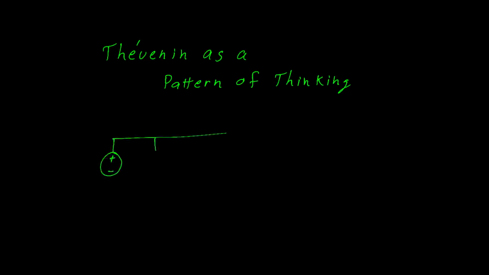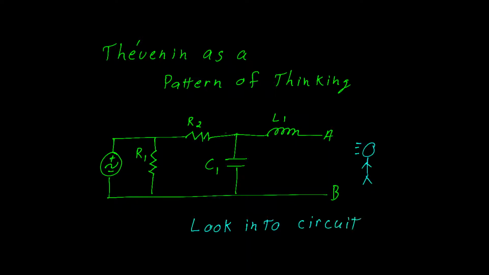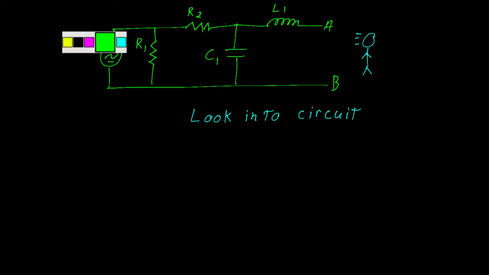At this point, you've probably worked a few Thevenin circuits, and they go something like this. You're given a voltage source, a couple of resistors. If you're in one of the advanced courses, it changes to AC. Now we have capacitors and inductors. In all cases, you're told to look into the circuit, to look into terminals A and B, and find a Thevenin equivalent circuit. This is all good, but why is so much emphasis placed on this particular topic?